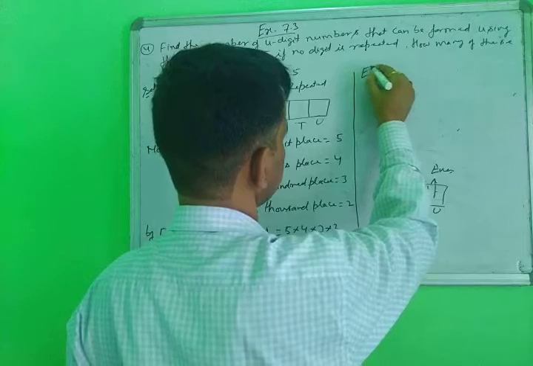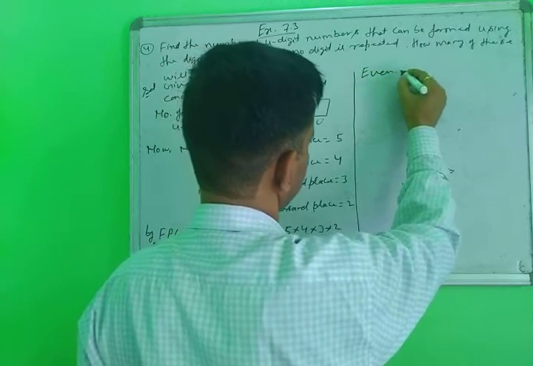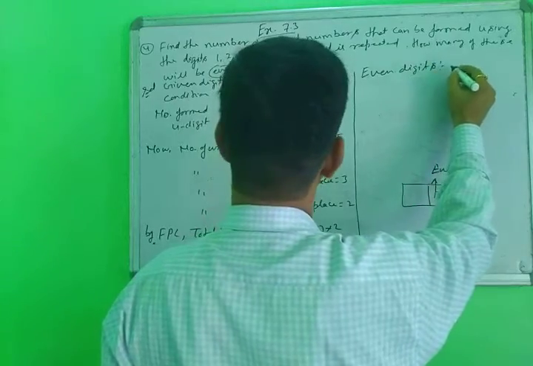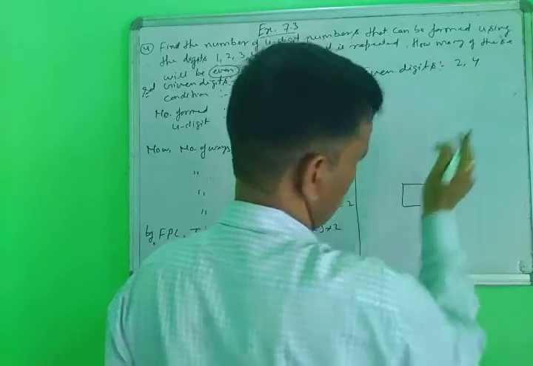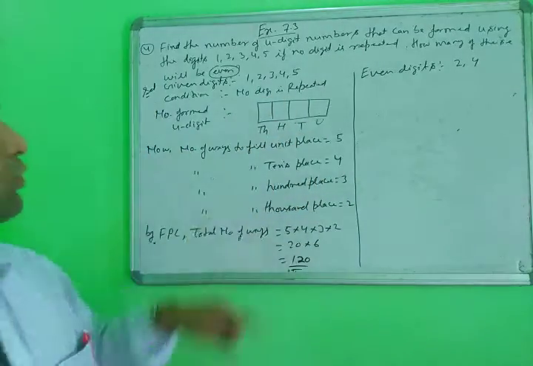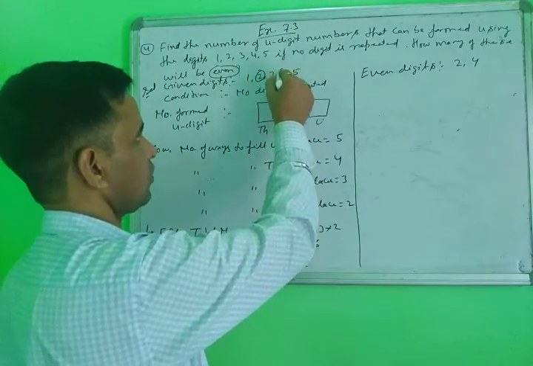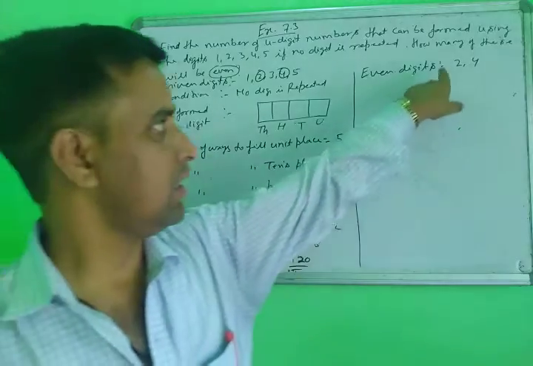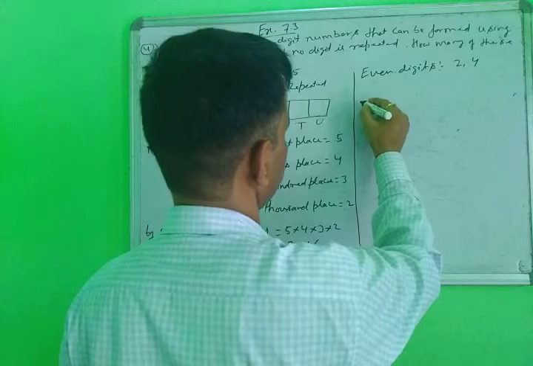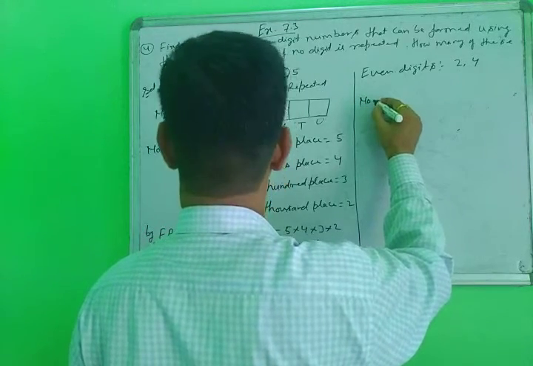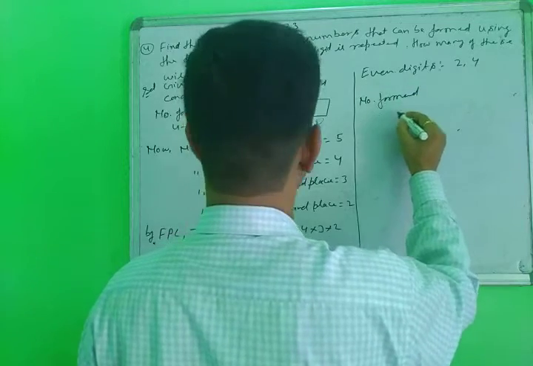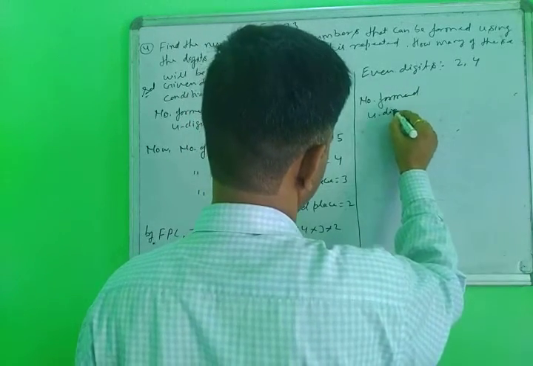Which even digits do we have? The even digits are 2 and 4. You have only 2 and 4; these are the only two even digits. The number formed is a 4-digit number.